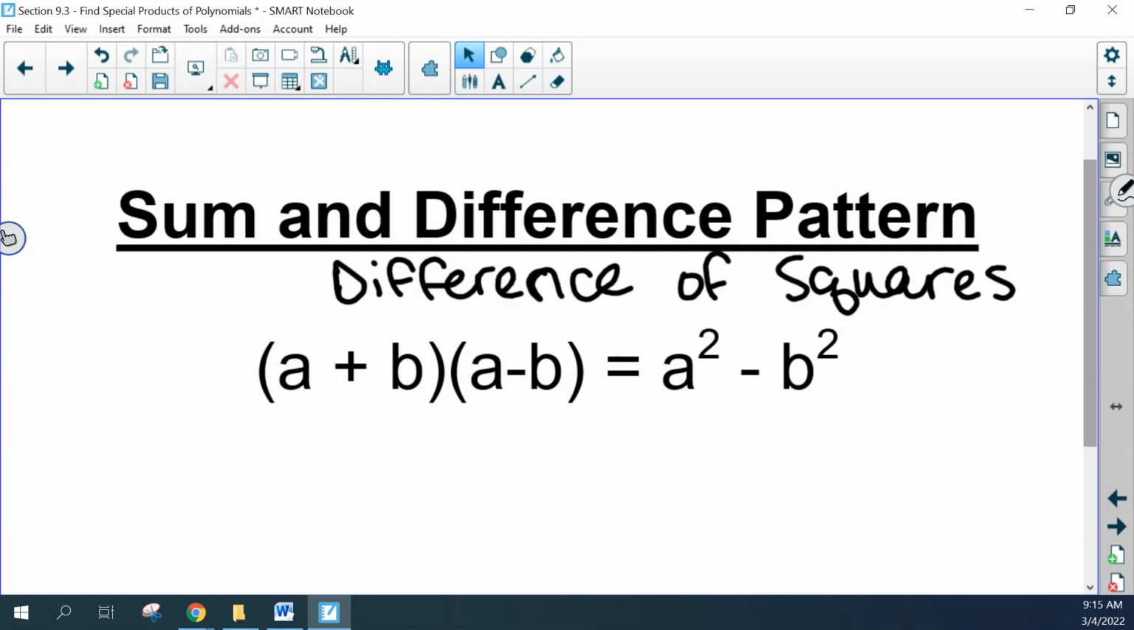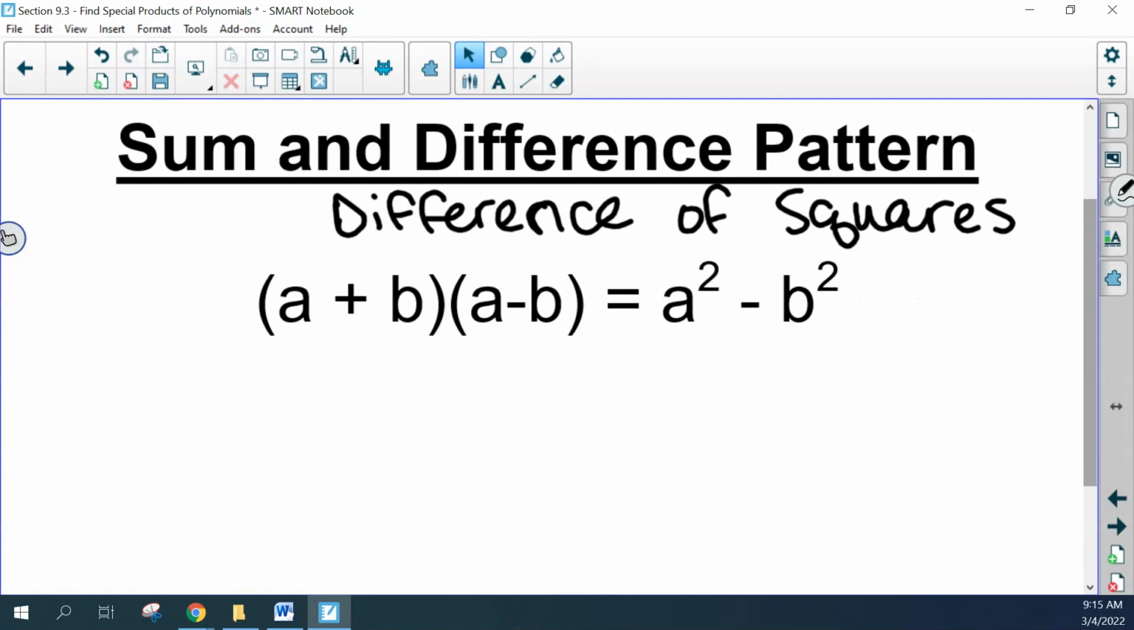So difference of squares is when you have a binomial times a binomial, and they're exactly the same, except one is a positive, one is a negative. And that is always going to equal a squared minus b squared. It's always going to cancel out the middle term. If you have a binomial times a binomial and they're exactly the same except their signs, it's going to cancel out the middle term. So in this case, it is a lot faster than foiling it and then realizing that middle term cancels out.